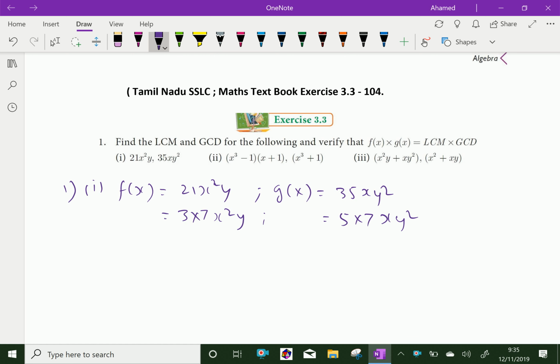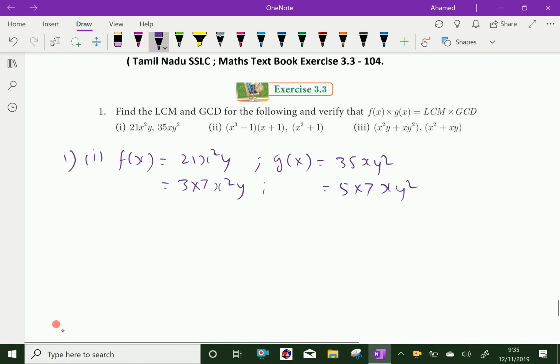Now GCD, greatest common divisor. Here the 7 and 7 is a common prime factor, that is 7 into x square, and x common is x, and y square and y common is y. Therefore GCD is 7xy.